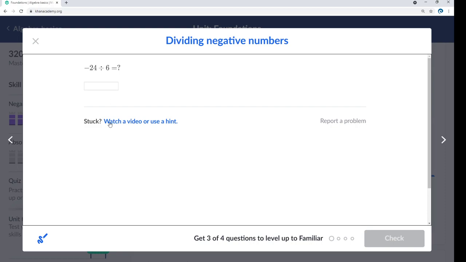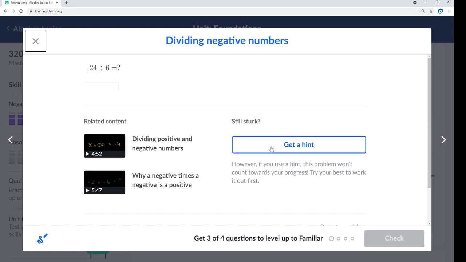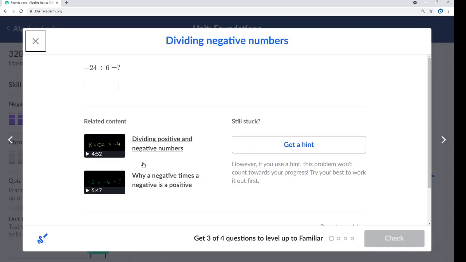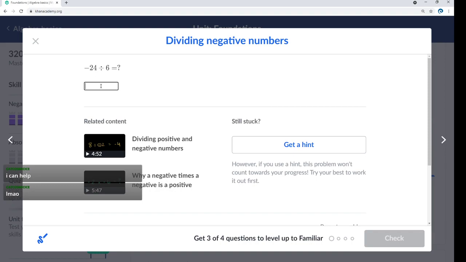I'm going to watch the hint, yo. I don't remember that. Give me a hint. What's the hint? Oh, I don't want to use the hint because it's not going to count towards my problem. I'm going to think about it some more. Oh, dang it, Con. I'm not going to let you steal points from me. Minus 24 divided by 6. It's 4, but I don't know if it's negative 4 or positive 4. I'm going to get this one wrong. I really don't remember.